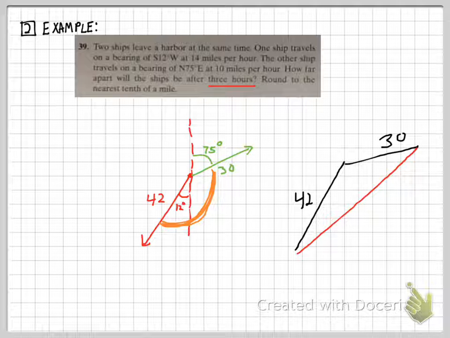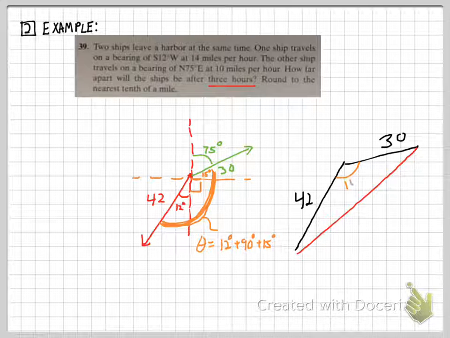And you might have to draw in also an east-west line to help you see it. But basically I have an angle inside here that's 90, and from the measurements given, 75. This tiny angle here is going to be 15. And my angle in question, let's just call it theta, is going to be 12 degrees plus 90 degrees plus 15 degrees. Adding all those up, I get 117. So that is the angle in my picture.